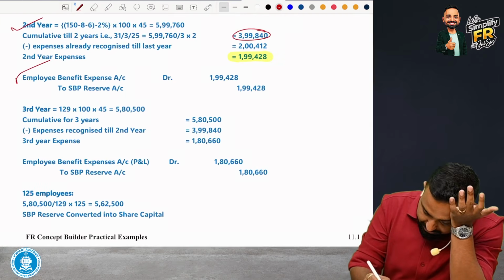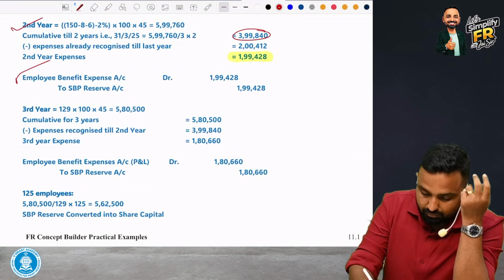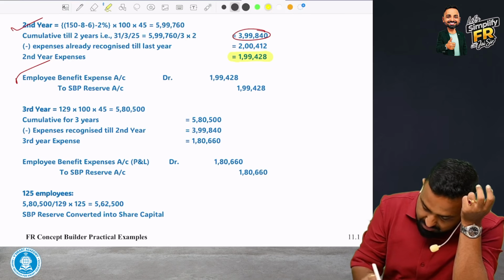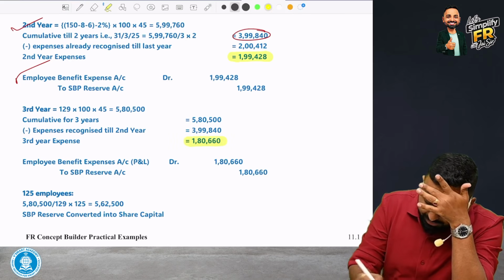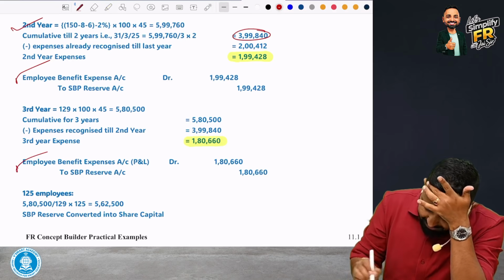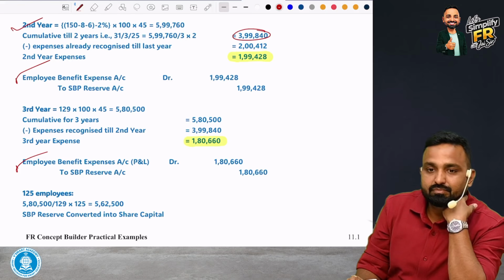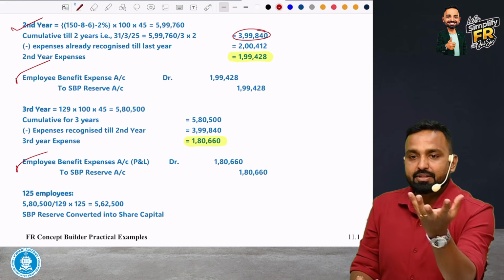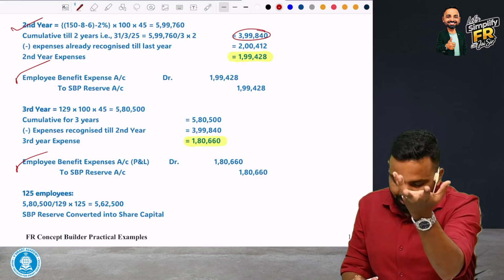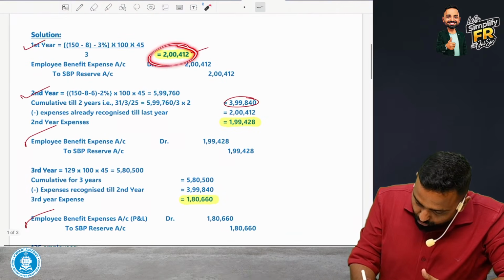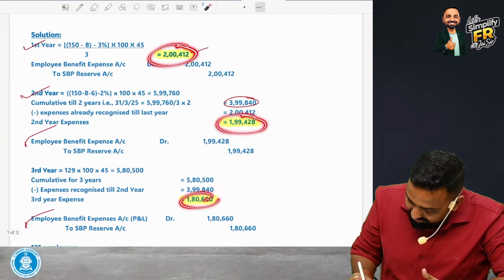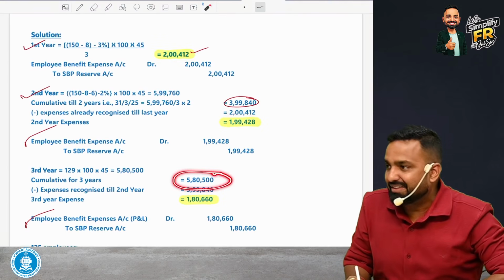Please do your own working. So have you got the answer 18660? Okay. Entry same. Now tell me the balance of SBP reserve. How much SBP reserve you have created? 2 lakh 199, 180. Overall 5 lakh 80,500.